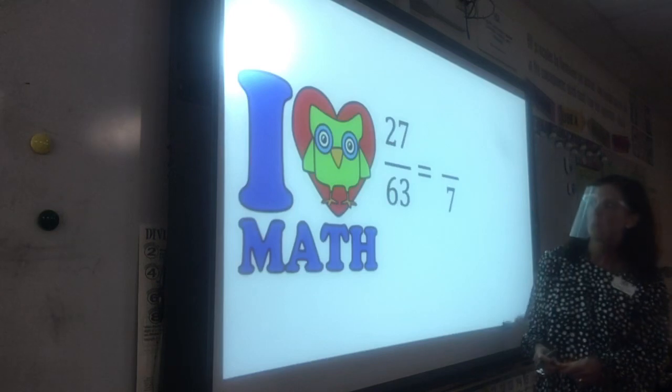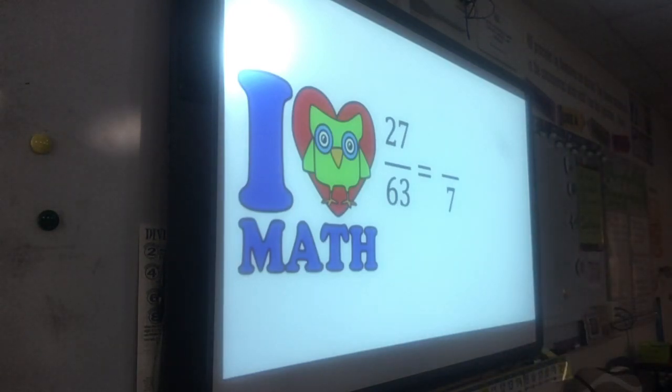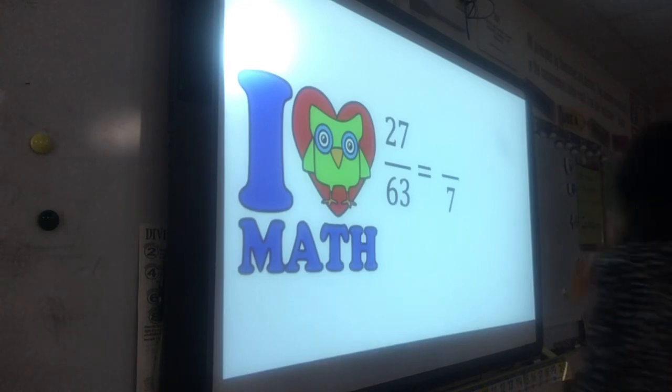Okay, this one we're going down from 63 down to 7. So we know we're dividing. And then the same thing is happening on the top. Again, we know we're dividing because it's getting smaller. So, Macy. 3 over 7. Divide by 9, divide by 9, it's got to be 3.